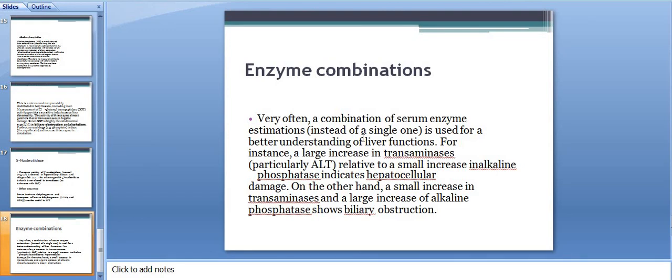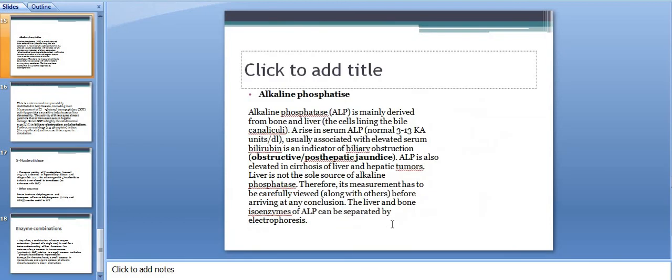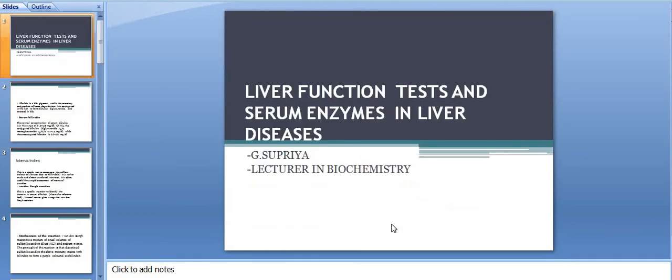On the other hand, a small increase in transaminases and a large increase of alkaline phosphatase shows biliary obstruction. Okay, this is the overview of serum enzymes in liver diseases.